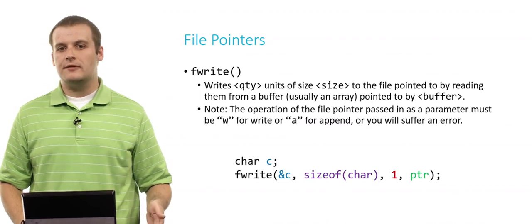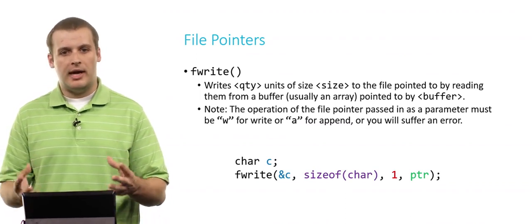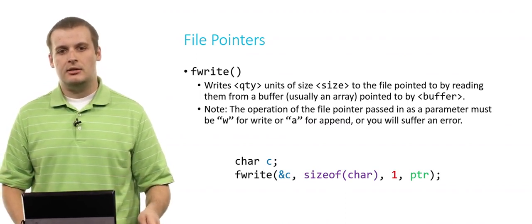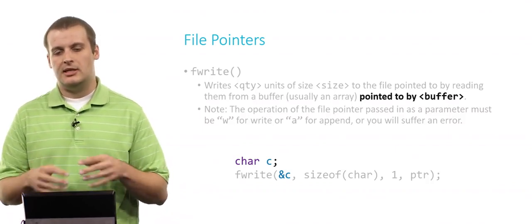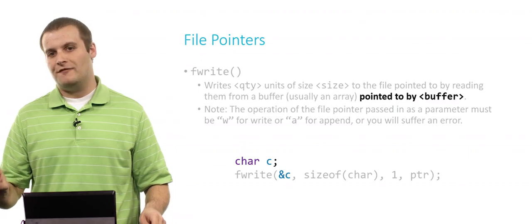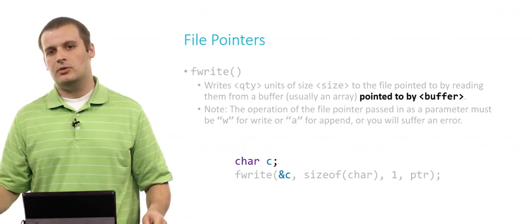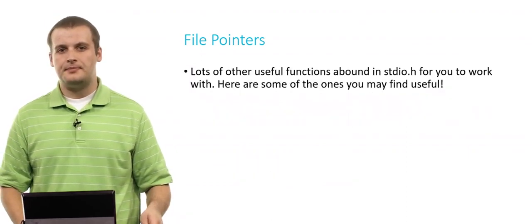And we can also have a single variable capable of holding 1 byte of information, such as a character. But again, we need to pass in the address of that variable when we want to read from it. So we can write the information we find at that address to the file pointer PTR.